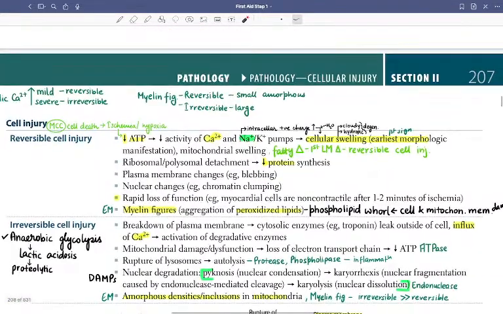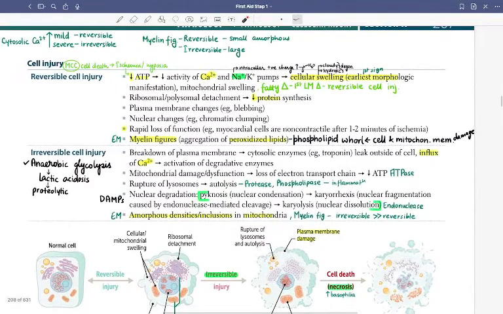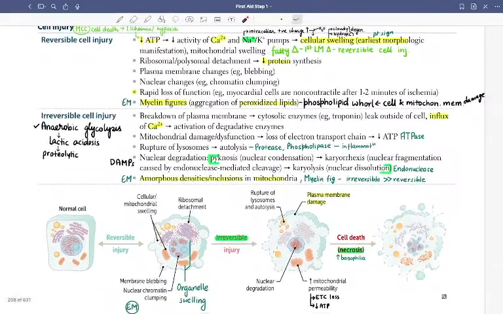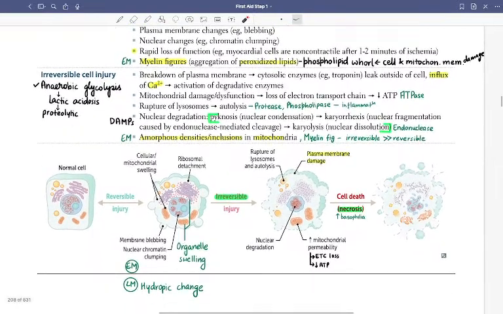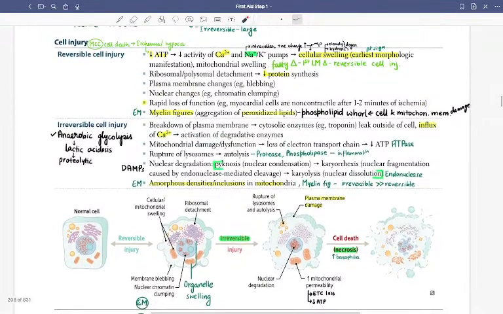Next, cell injury. In cell injury there is increased cytosolic calcium, and myelin figures, reversible versus irreversible, where it is clumped and large. The main thing is this diagram is important. Diagram is more important than the text itself. First, let's see reversible. So normal, reversible. We have decreased ATP. Decreased ATP only gives rise to everything: decreased sodium potassium pump activity. Because of the non-functional sodium potassium pump, we have cellular mitochondrial swelling. That is the first sign.